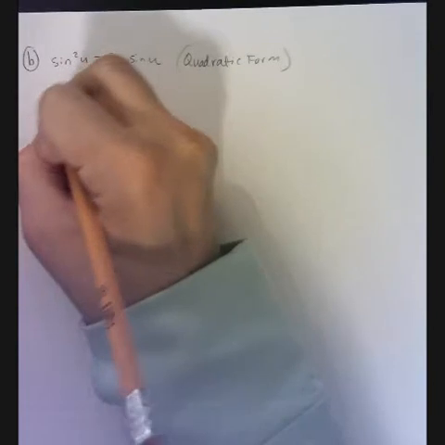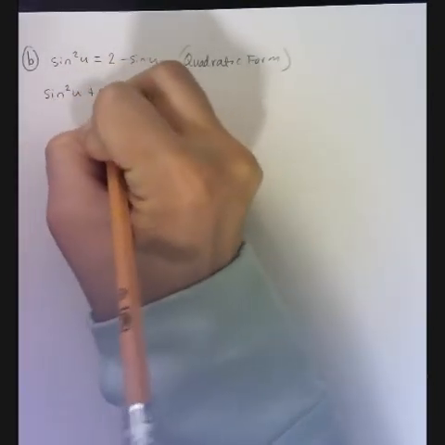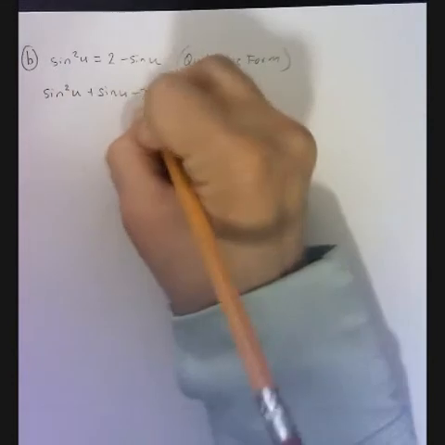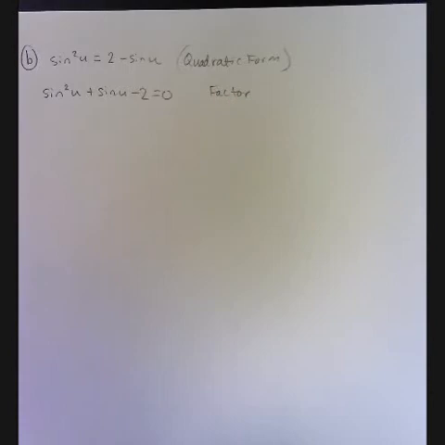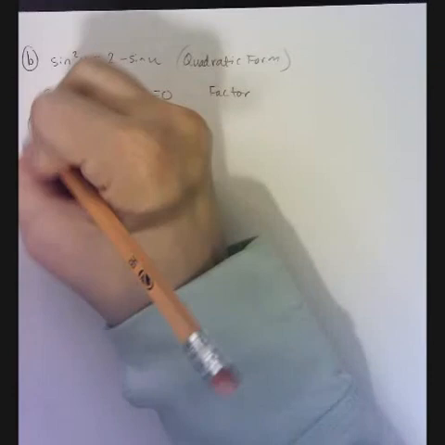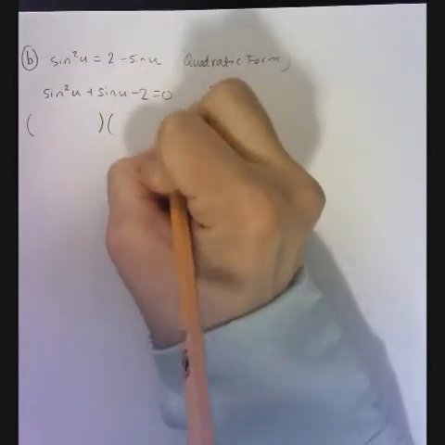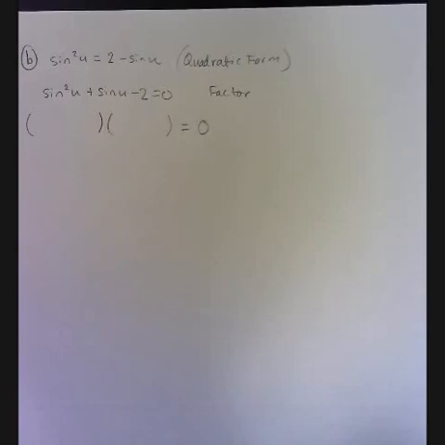And when that happens, you want to move everything to one side. So sine squared u plus sine u, and then subtract 2, set it equal to 0. And again, we want to factor then. Right? So note we've got the sine squared, and then the sine to the first power, and then the constant. That's a quadratic form. So when we factor, we're factoring like this is a trinomial. Of course, it's not a polynomial, right? It's in sine, not in x or y or anything like that. But we treat it like it's a polynomial.